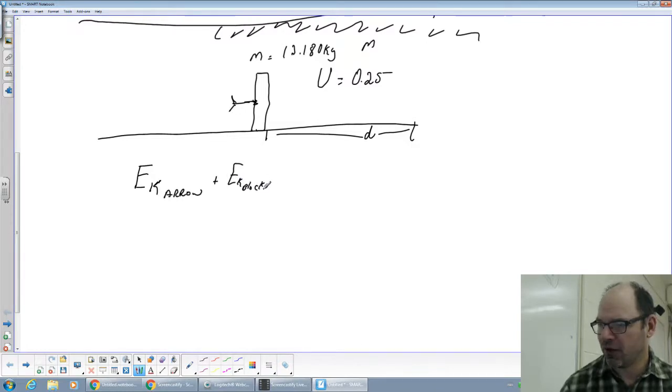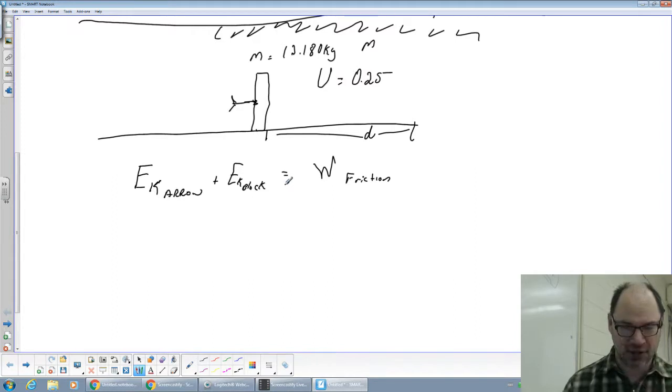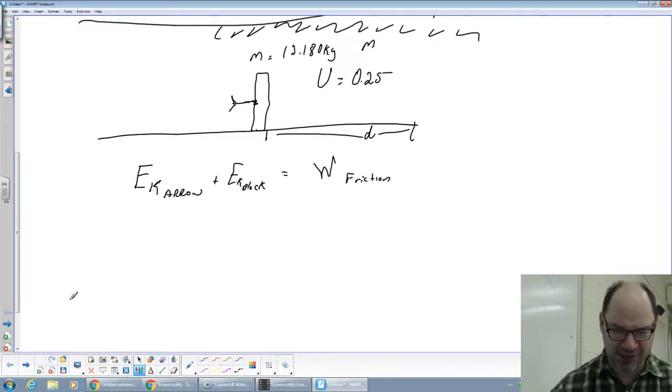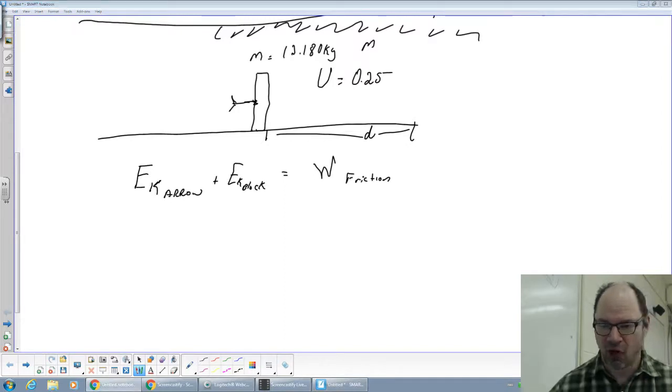Because it's not moving. And that's going to be equal to the work done by friction to stop it. We could find out how fast the block is going to be going right as the arrow strikes it too, but we don't need that right now. We could use momentum for that. But in this type of question, we want to find out how far it's going to move.